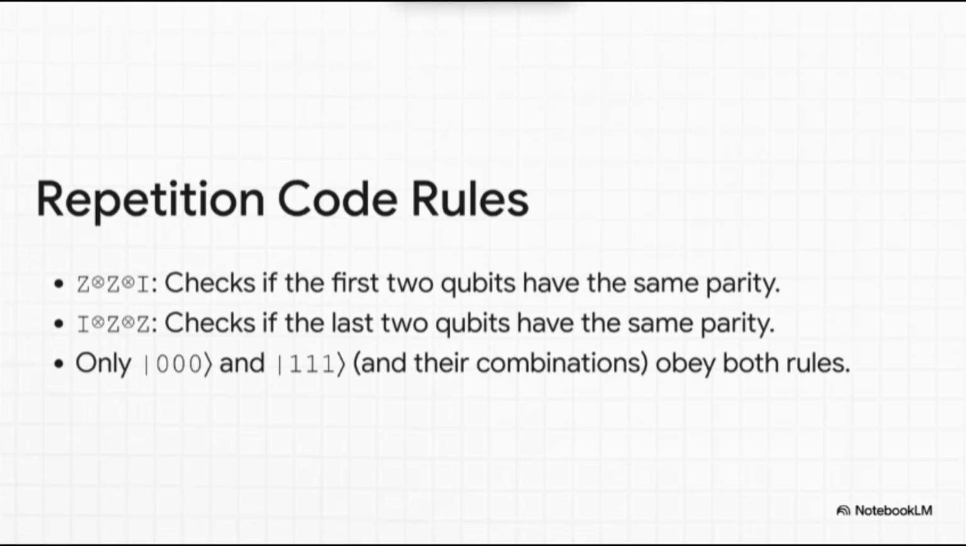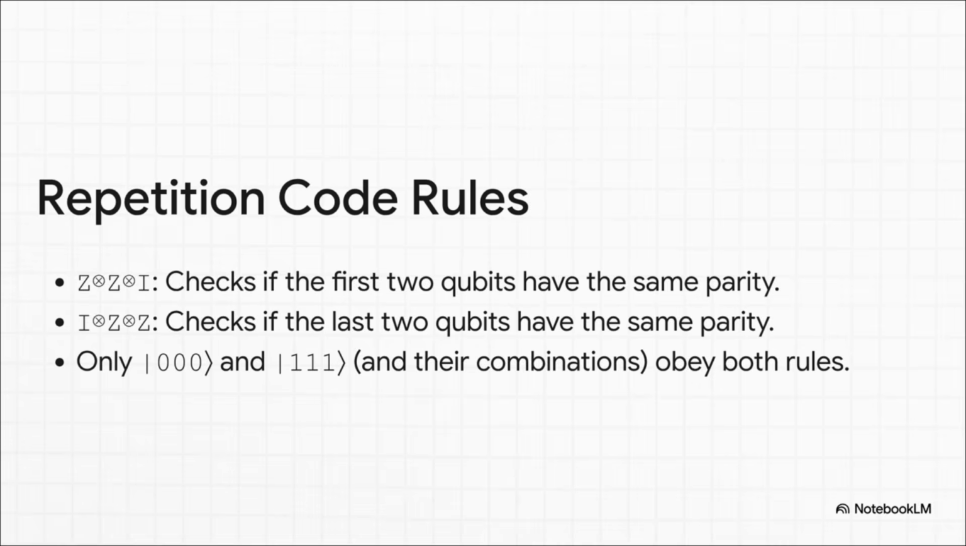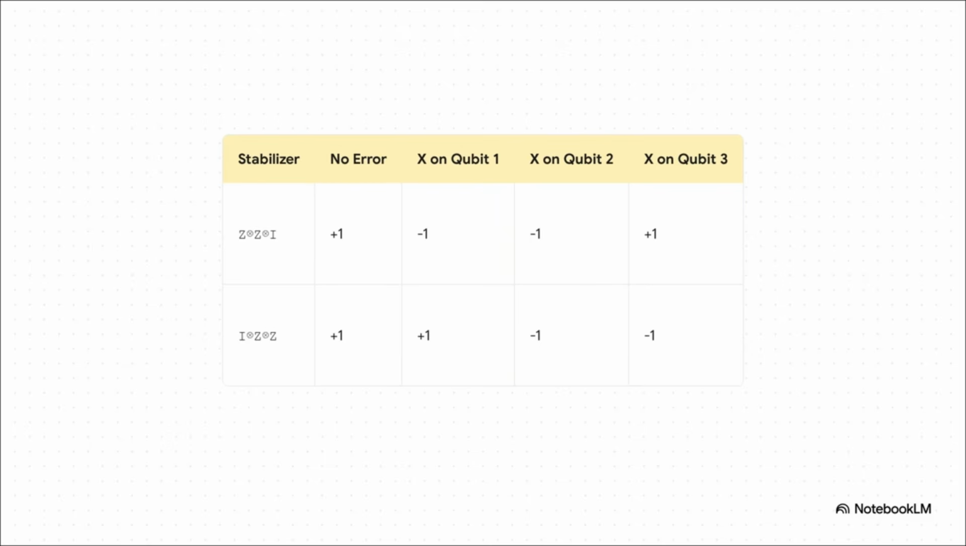And here's where it gets really cool. When an error does happen, the state fails the checks in a very specific way. Just look at this table. Each type of error creates a unique pattern of pass-fail results. A bit flip on the first qubit gives one result. A flip on the second qubit gives a totally different one. This unique pattern is its fingerprint, or what physicists call an error syndrome. It tells us exactly what went wrong and where it went wrong. And this is the most important part. It does it without ever looking at or destroying the secret quantum information we're trying to protect.